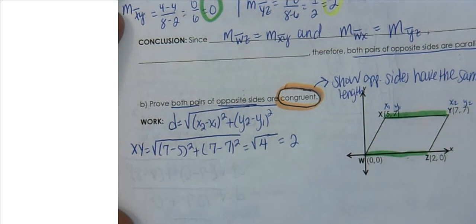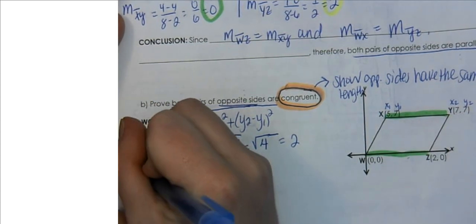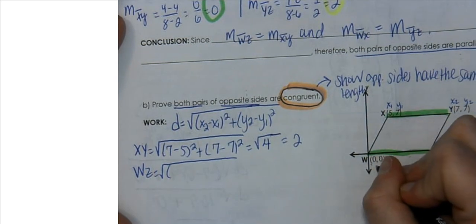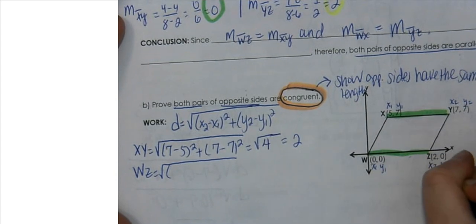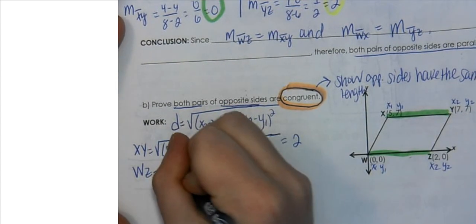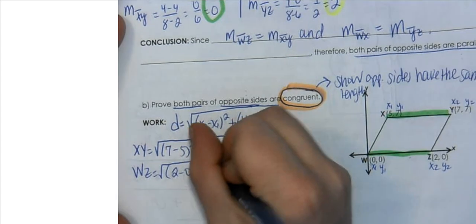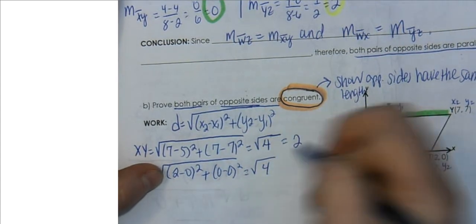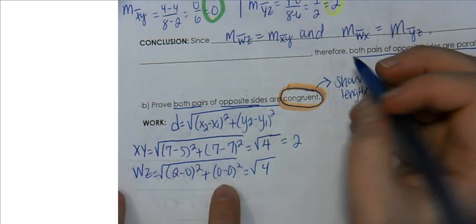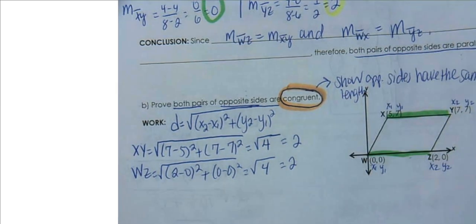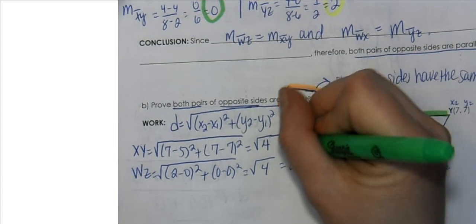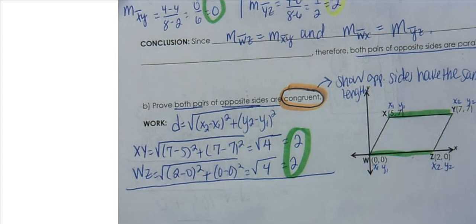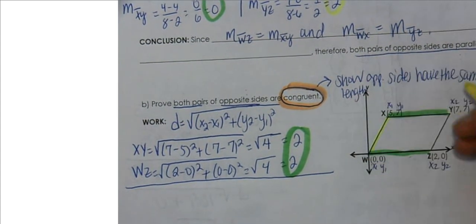So now I'm going to find my other length down here, which is WZ. So that is going to be, if I label this x1, y1, and x2, y2, 2 minus 0 squared plus 0 minus 0 squared. So this is equal to 2 minus 0, which is 2, 2 squared, which is 4. 0 minus 0 is 0, so I'm not going to write anything down. The square root of 4 is 2. So both of these lengths are exactly the same. Opposite sides are congruent. So now I'm going to look at the other pair of opposite sides, WX and YZ.